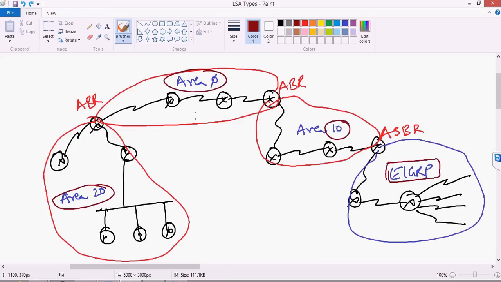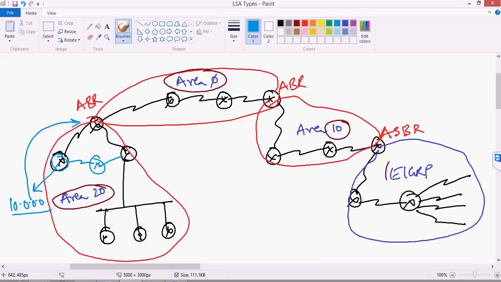Okay. So LSA 1 is a normal advertisement sent by one internal router to another internal router. If I take an example, this router has some network, let's say the 10 network. Now this router is advertising its own network to some other router inside the same area. Let's say there is one more router here. So it's advertising to the other router inside the same area. We call this LSA.